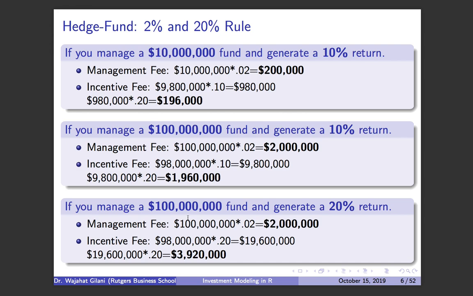Okay? Now let's say my $100 million fund, instead of 10%, made 20%. So my management fee is still $2 million. Look what happened to my incentive fee: $3.92 million. That incentive fee just keeps going higher and higher the more money I make, for a compensation of $5.9 million for the year.